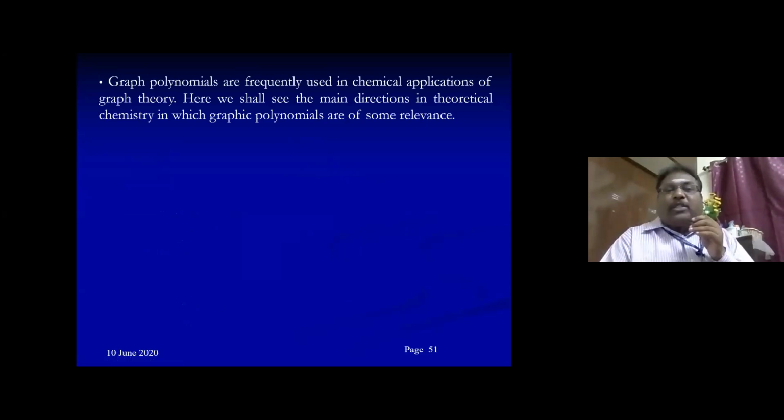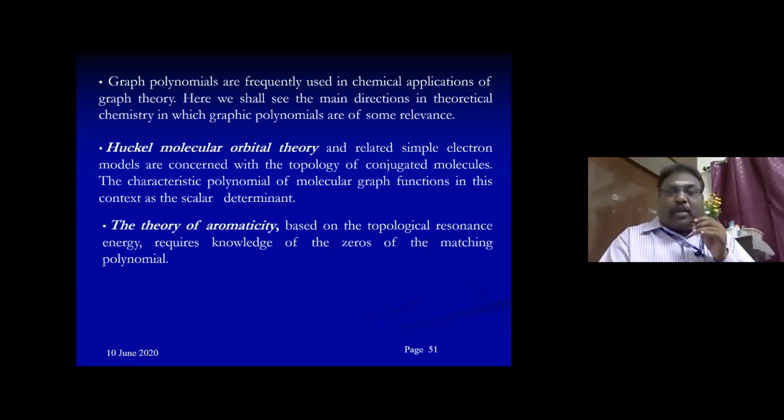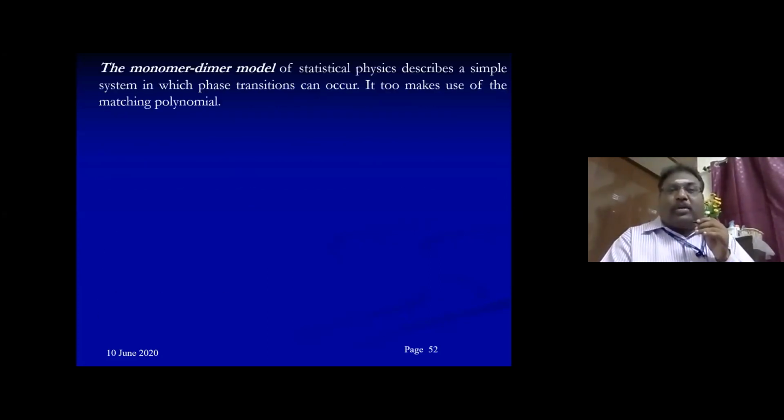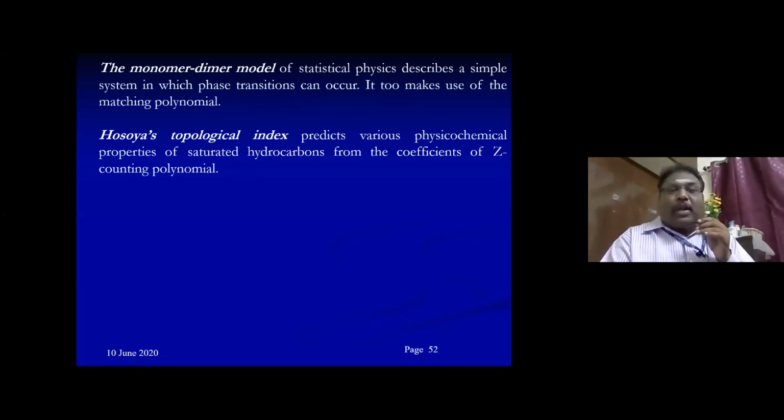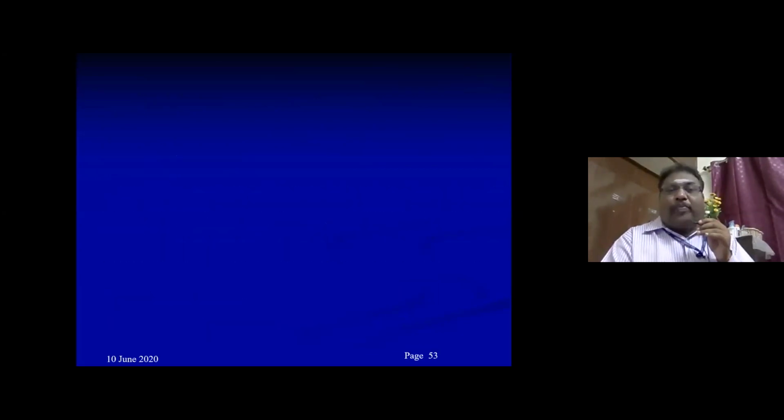Graph polynomials are frequently used in chemical applications of graph theory. Here we shall see the main directions in theoretical chemistry in which graph polynomials are of some relevance. Hückel molecular orbital theory is related to pi-electron models and concerned with the topology of conjugated molecules. Similarly, the theory of aromaticity, resonance theory, and so on. Then the monomer-dimer model, higher topological indices, and so on. So I will go into the main details now.